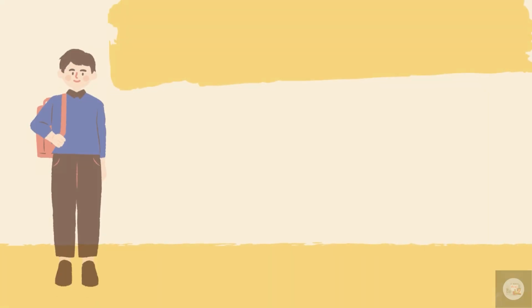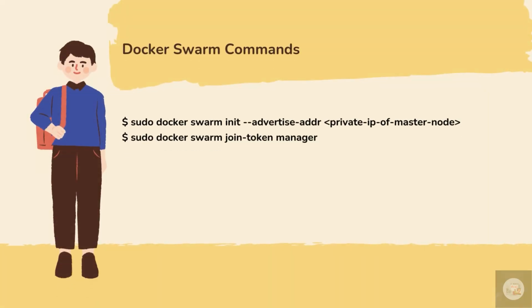Docker Swarm is Docker's native clustering solution. Use docker swarm init to initialize a swarm, and other nodes can join using docker swarm join. You can manage nodes with docker node ls and remove a node from the swarm with docker swarm leave. To make changes to the swarm, use docker swarm update.